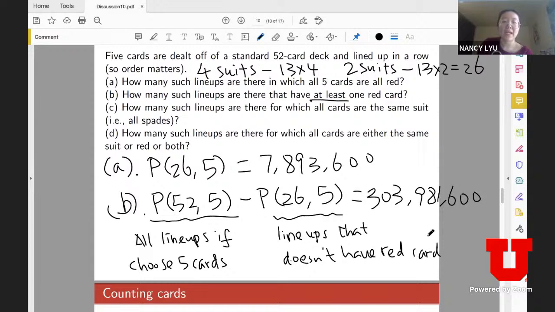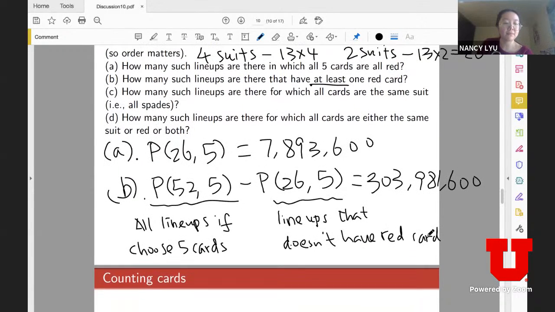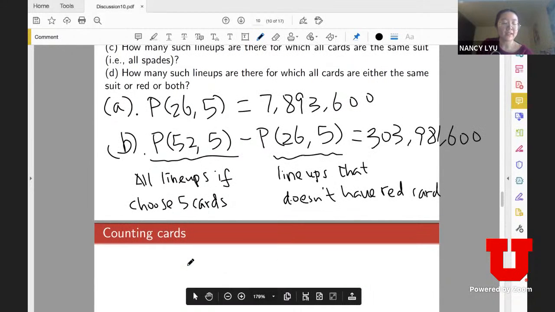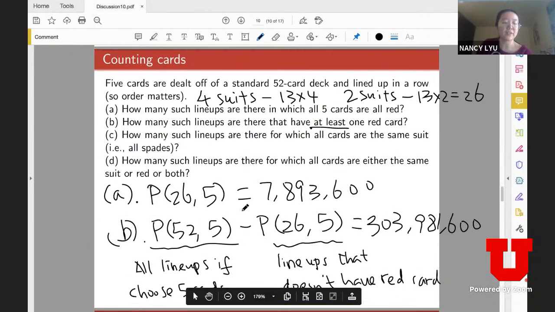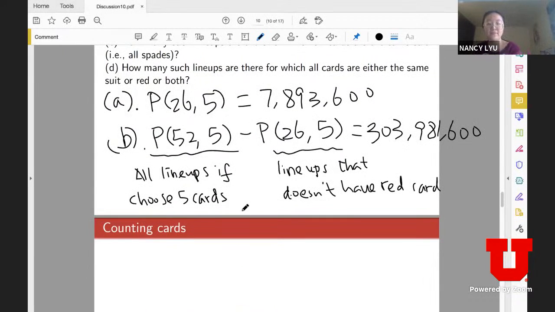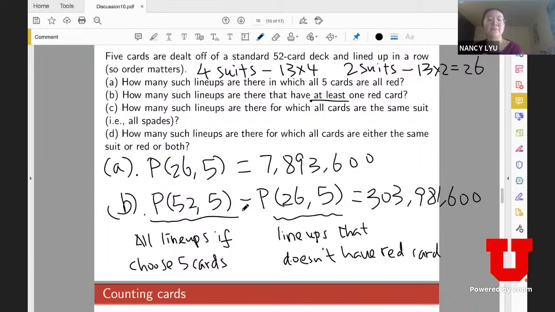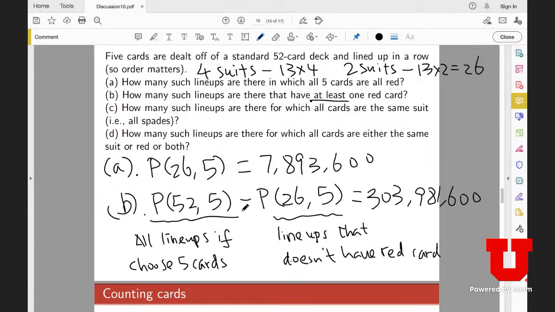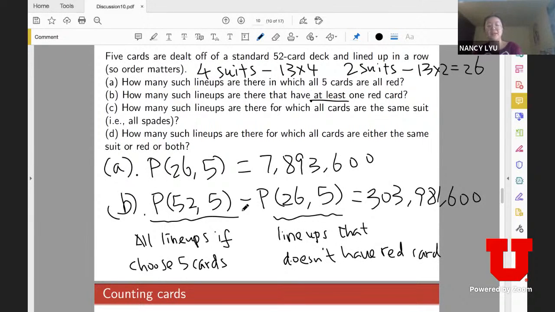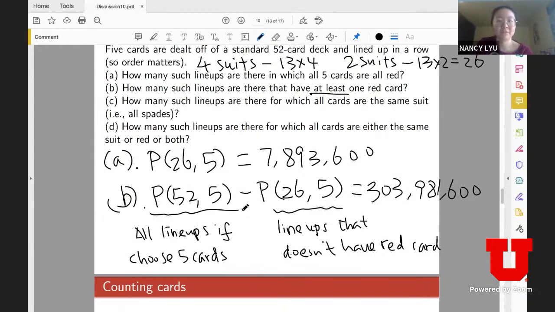So there's actually another way to do this problem, part B. Does anyone want to share another way? Would it be where you find all the lineups with 1 red card, and then 2 red cards, and 3 red cards, and 4, and then 5, and then add them all up? Yeah, you can do that, but it would require lots more work because you have 5 cases.